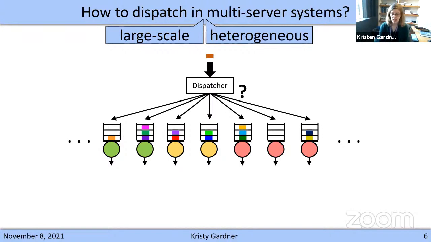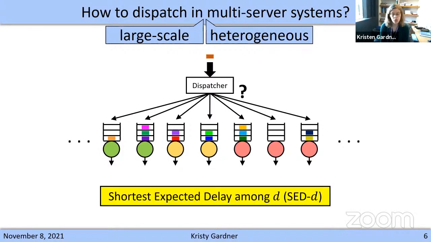And a natural alternative to JSQD is shortest expected delay among D. Now, after querying our D servers, instead of asking which server has the fewest jobs, we're going to ask where will the new job wait for the least amount of time. So we're going to take our queue lengths and scale that by the speed of the server. So we're going to sample our D servers. And in fact, in this case, we might decide that we would rather send the job to a faster server with more jobs in its queue rather than a slow server with fewer jobs in its queue, because the expected waiting time at the fast server is still lower.